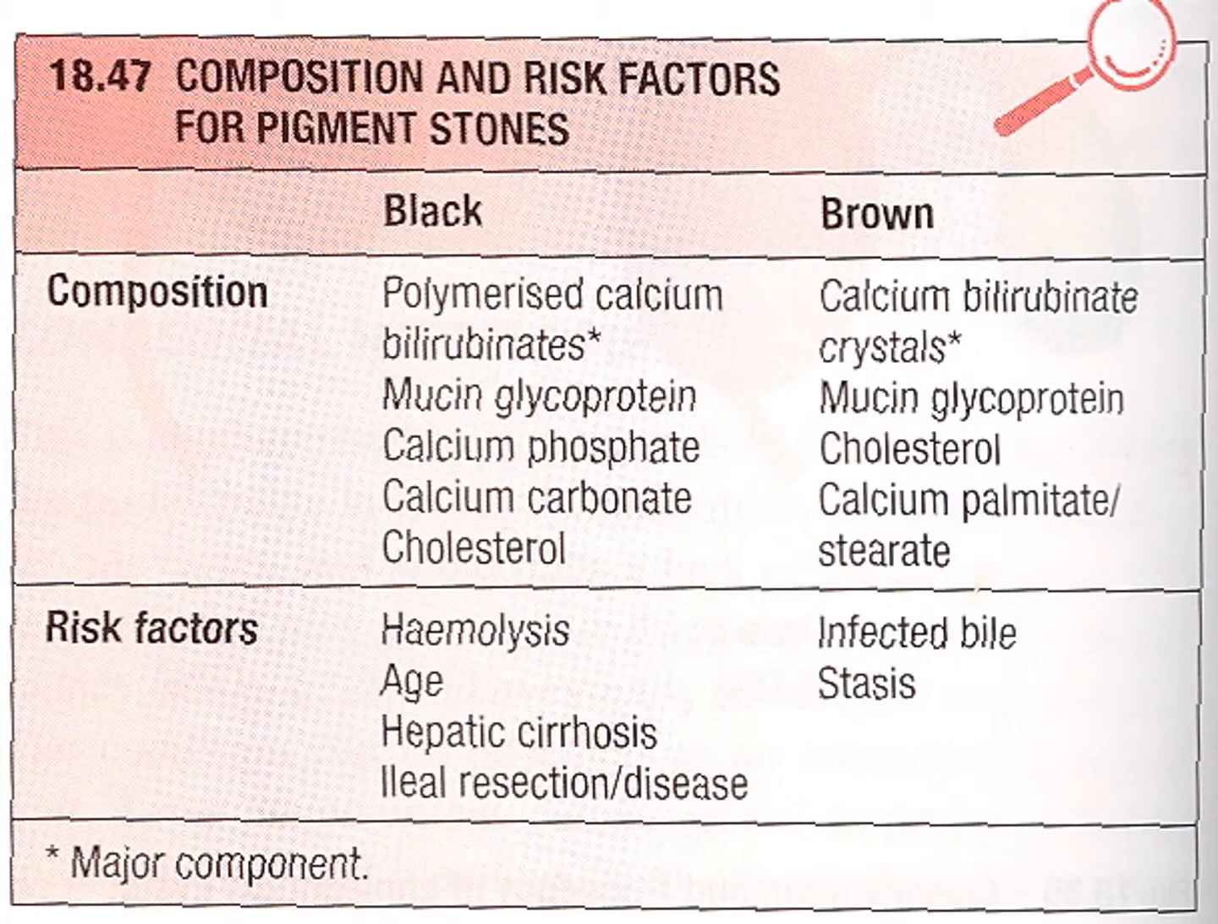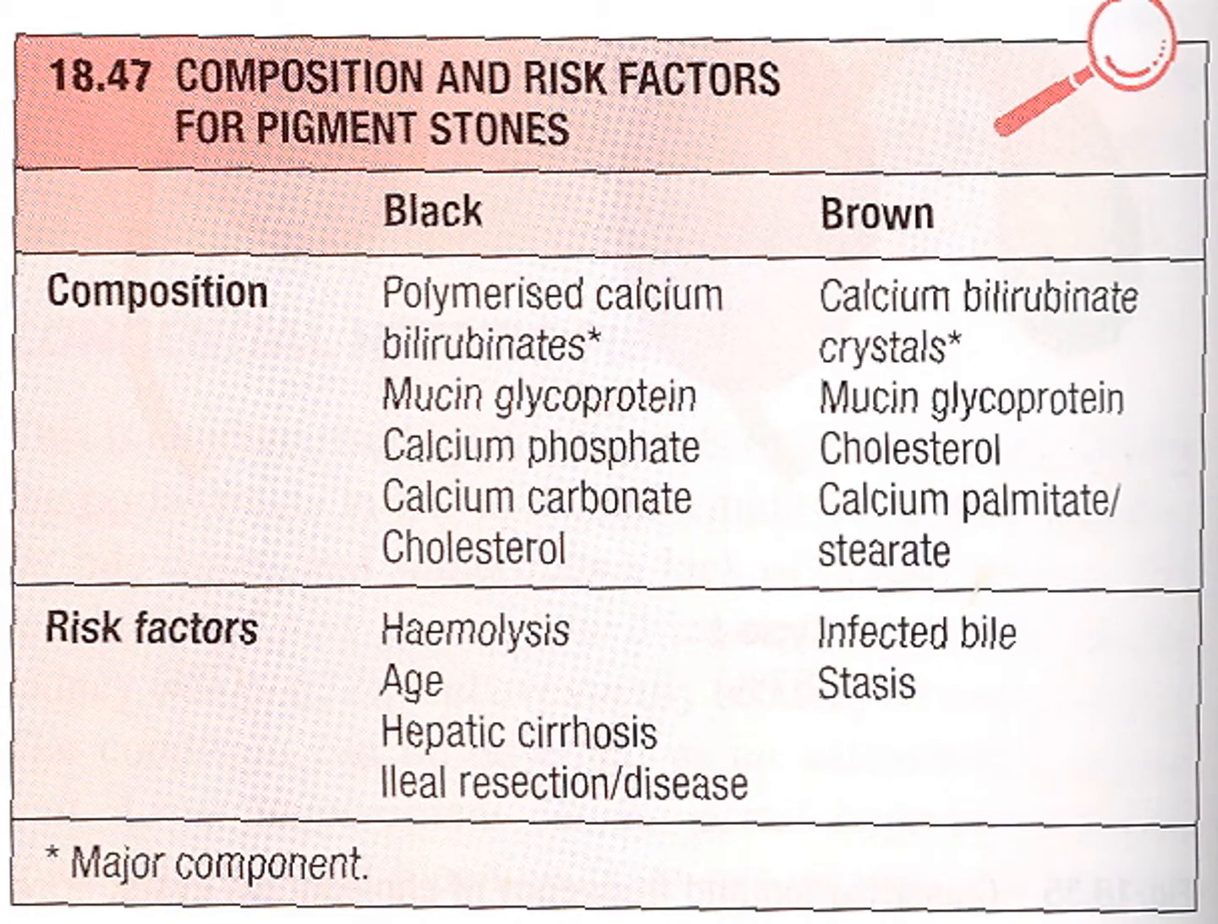The pigment stones, on the other hand, are formed of different composition. They are of two forms, the black and brown. The black stones are normally formed in the gallbladder when there is no infection, while the brown are formed as a result of infection.